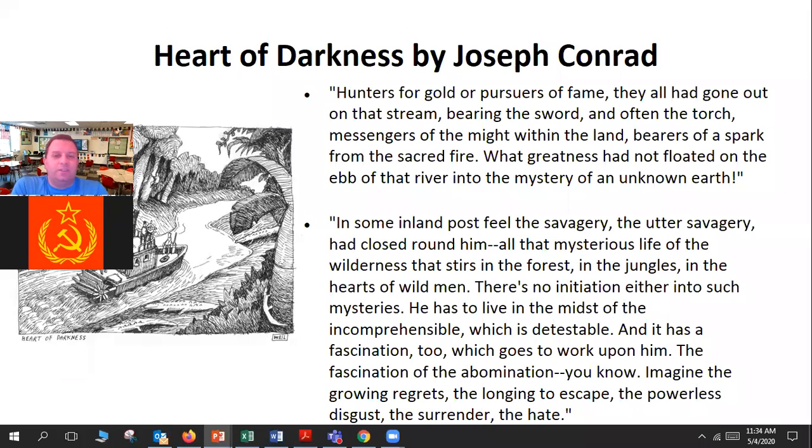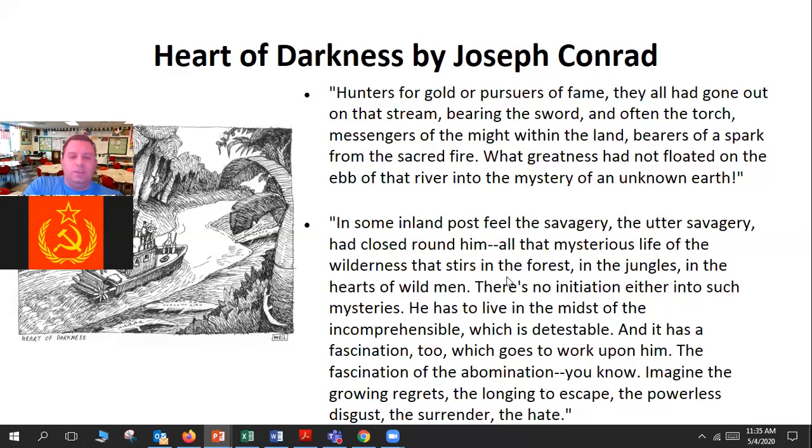And like he says here, that they were hunters for gold or pursuers of fame. They had all gone out on the stream bearing the sword and often the torch, messengers of the might within the land, bearers of a spark from the sacred fire. What greatness had not floated on the ebb of that river into the mystery of an unknown earth. So they're bringing the light. They're bringing the sacred fire. They're bringing civilization to these poor people, okay?